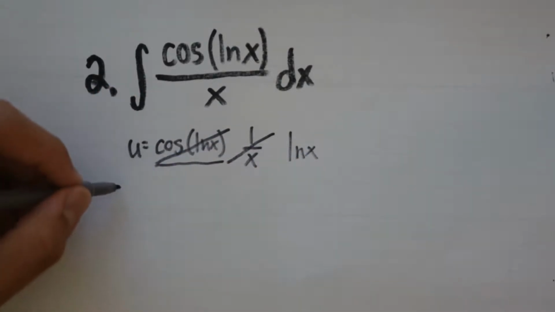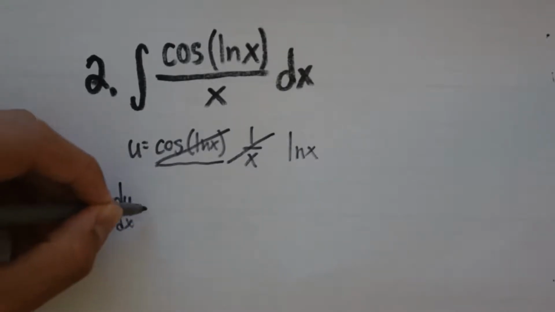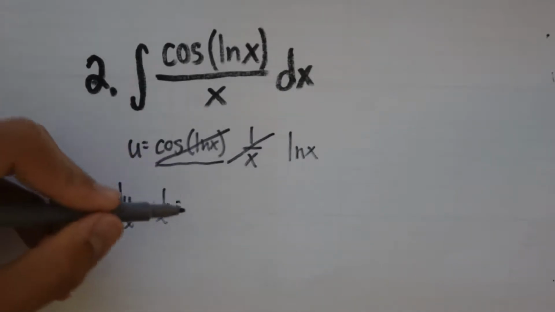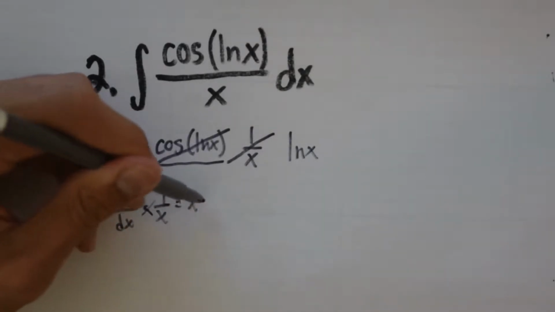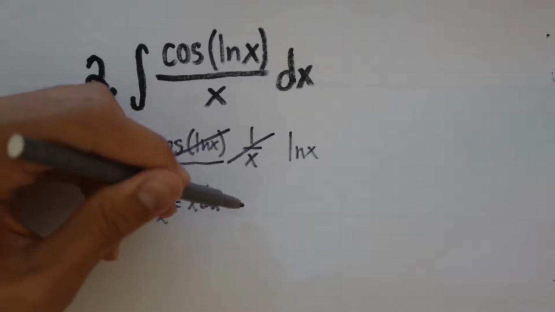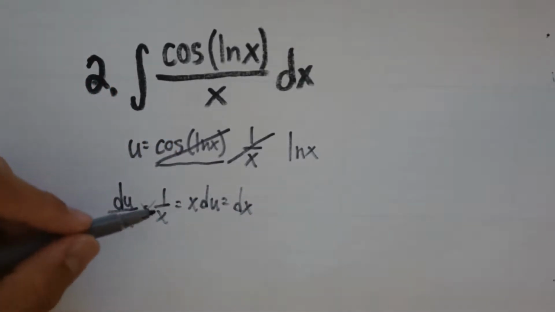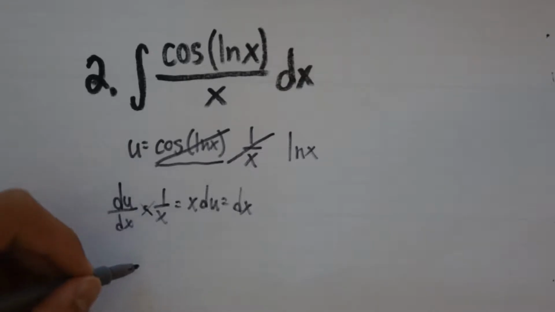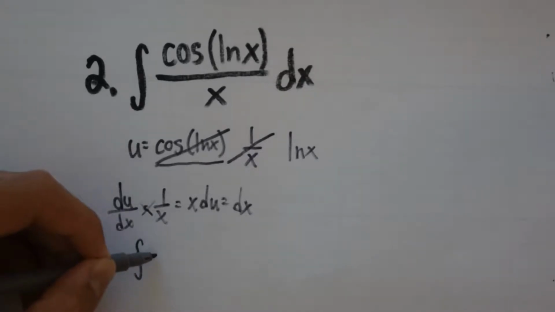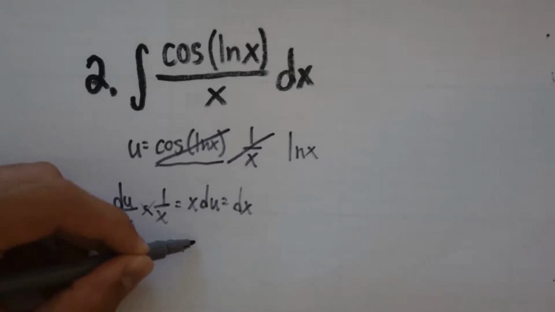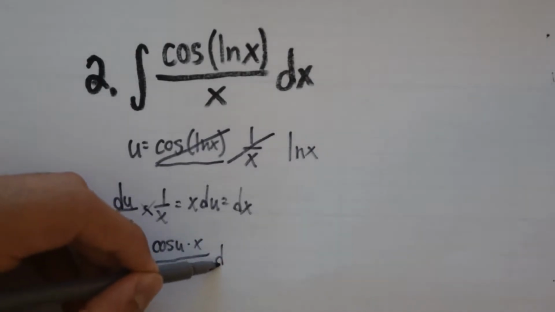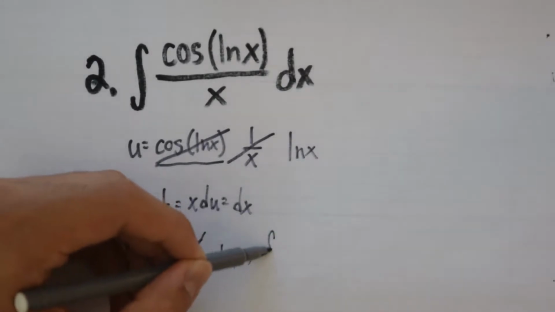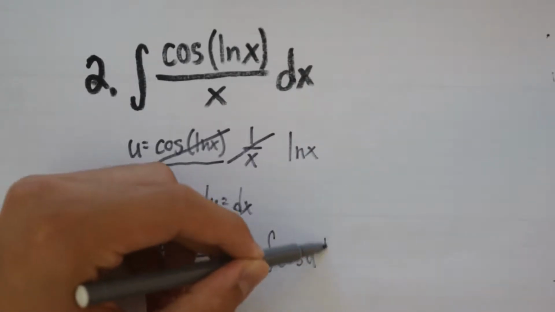So with this, we do du over dx equals the derivative of ln x, that's 1 over x, and if we cross multiply it, we get that x du equals dx. Now we can plug in these different values we have found, and by doing this we get the integral of cosine u times x all over x, du. What we end up getting now is these cancel out, leaving us with cosine u du.